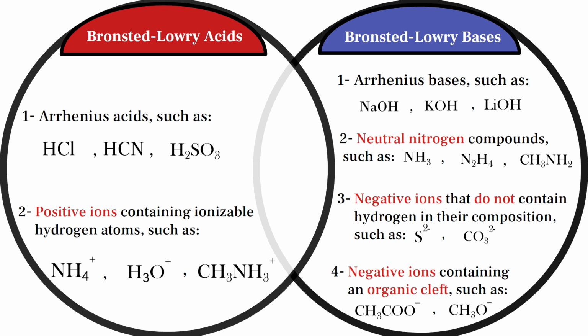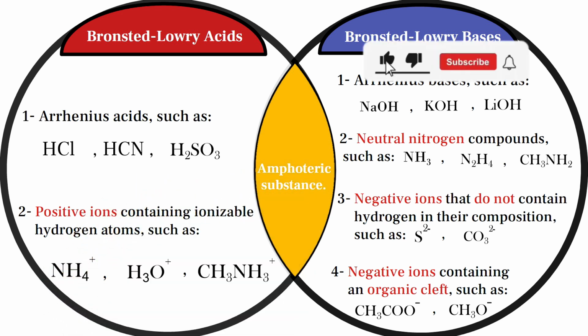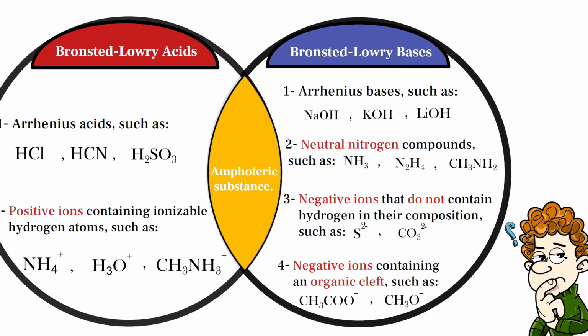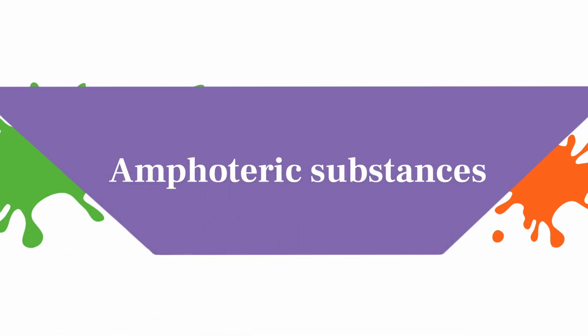But some substances can react as an acid or as a base depending on the substance they are reacting with. These substances are called amphoteric substances. But what are these substances? So let's figure it out together. Amphoteric substances.